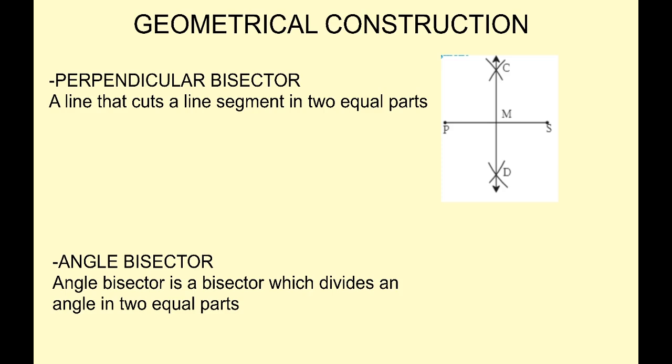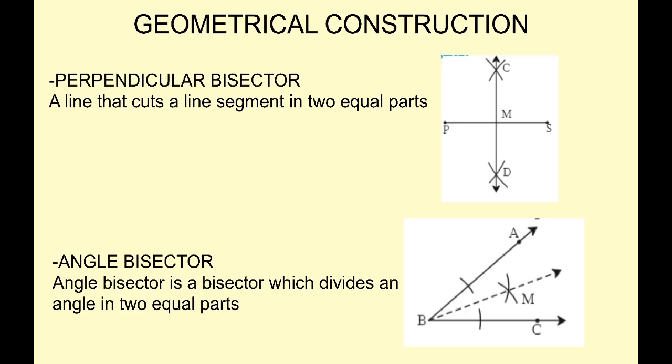Angle bisector. An angle bisector is a bisector which divides an angle into two equal parts. Here we can see angle ABC. Now here ray BM divides the angle ABC into two equal parts. So ray BM is the angle bisector of angle ABC.